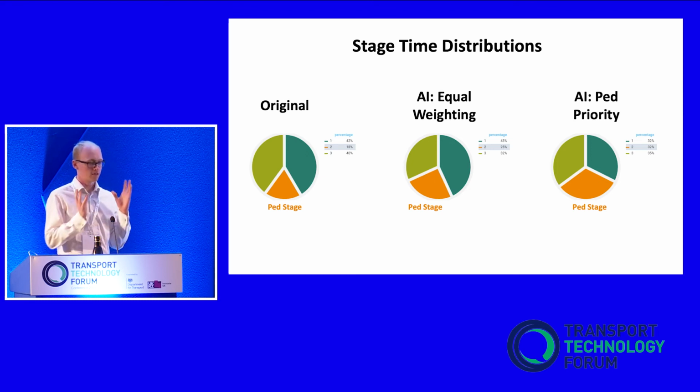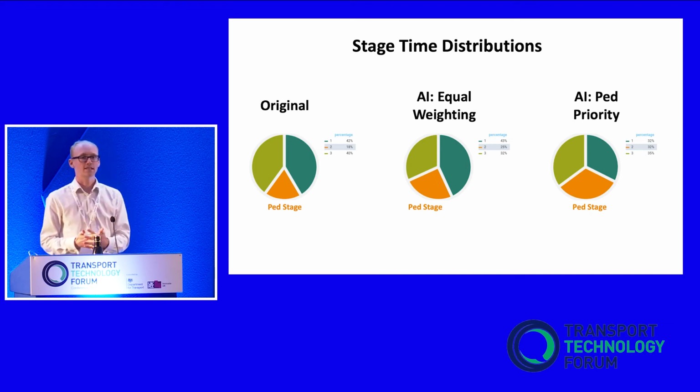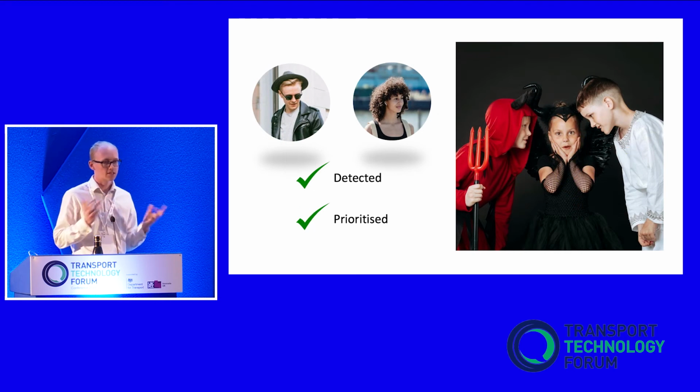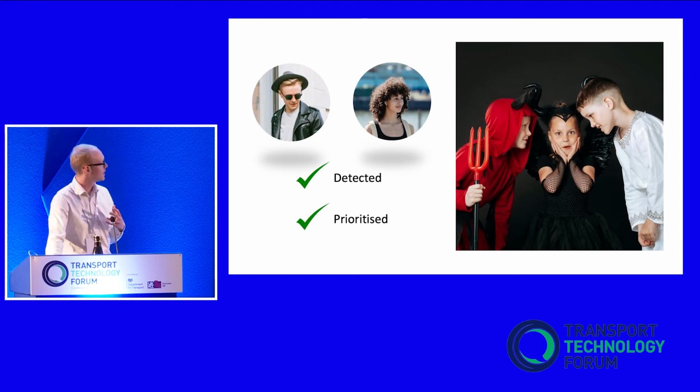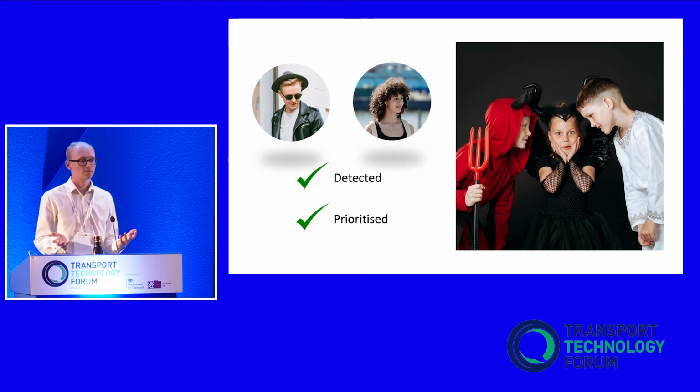So the point being that the existing time allocation-based systems weren't getting to a world of even equality, never mind prioritization for those pedestrians. So you've got your cyclist and your pedestrian. They're feeling happy that they've now been detected by the junction and they've been prioritized to some degree by the junction.